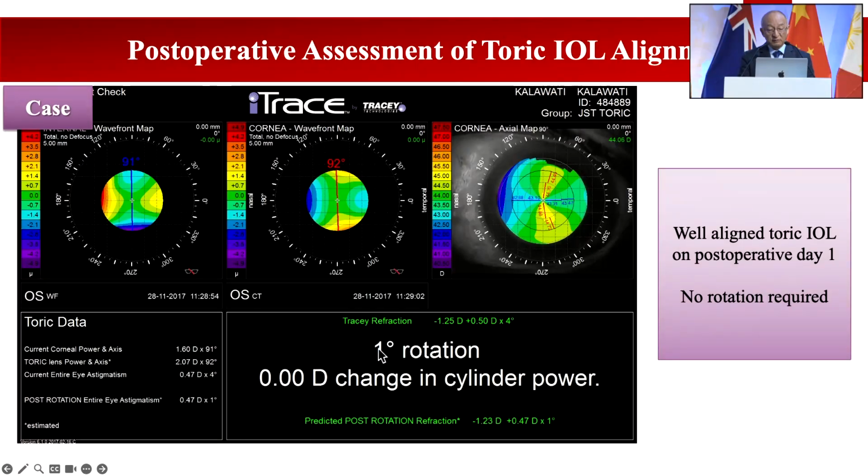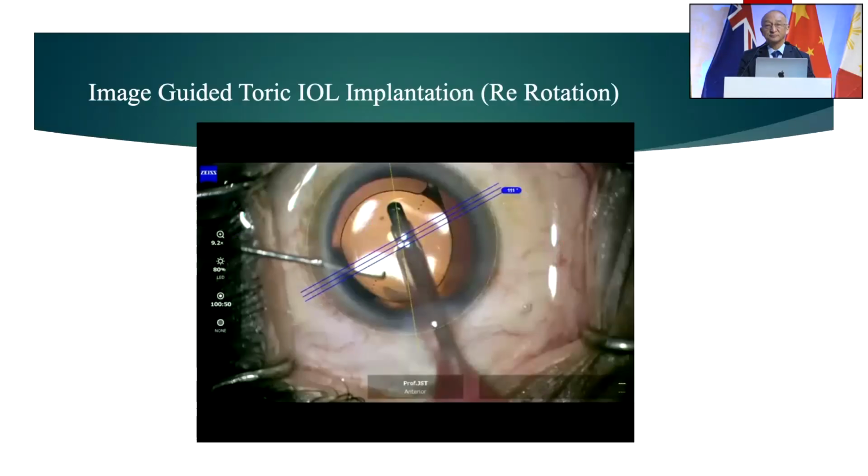So this is the outcome you're going to get in the post-op period. You can see only 1 degree rotation from the axis which I had to implant, and there is a 0 diopter change required in these cases also. Day 1, no rotation required, a good visual acuity outcome in these cases also.